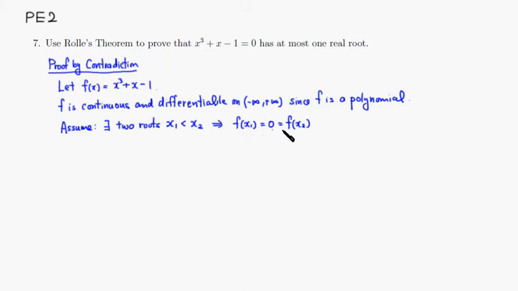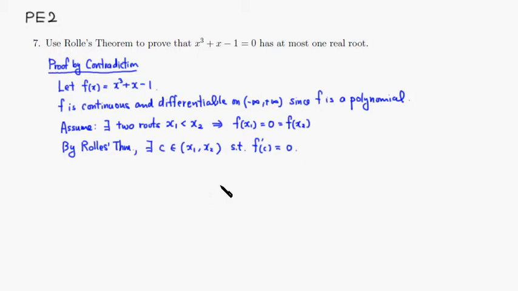So this is one of the hypotheses of Rolle's theorem. For Rolle's theorem, f has to be continuous and differentiable, and f of x1 and f of x2 give you the same value. By Rolle's theorem, we know that there exists at least one number c in between x1 and x2 such that the derivative of this function at c is exactly equal to 0.